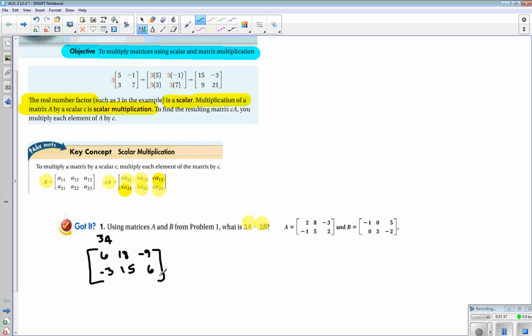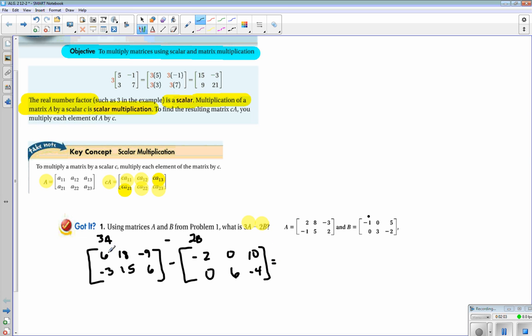So that's 3A minus. And then we want 2B. So I'm going to double everything in here. Negative 1 times 2 is negative 2. 2 times 0 is 0. 2 times 5 is 10. 0 times 2 is 0. 3 times 2 is 6. Negative 2 times 2 is negative 4.